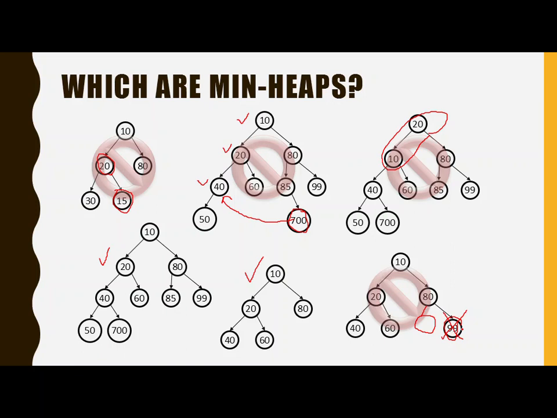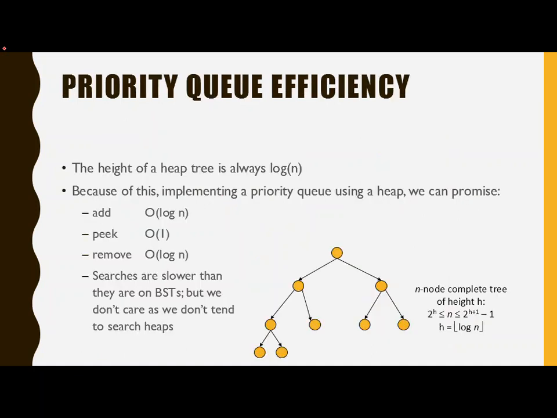And this last one, well, shape is wrong. Again, this can't be over here. It has to be filled from left to right, so it needs to be here instead. So because this is incorrect, this one is also not a valid min heap. Make sense?